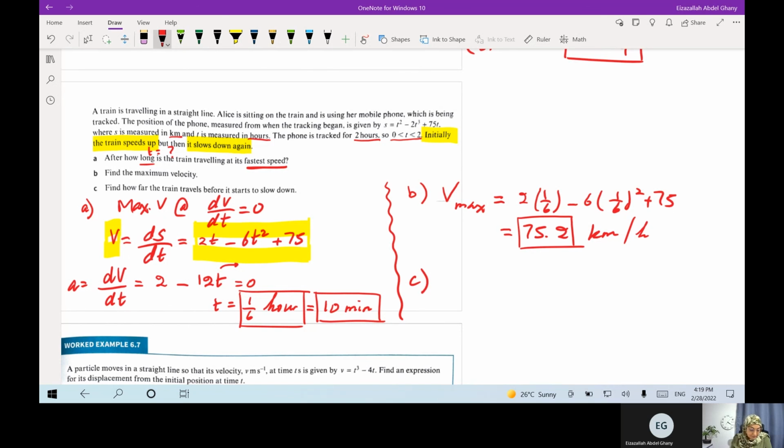Next part, C. Find how far the train travels before it starts to slow down. We have to know something. This sentence I highlighted in yellow: initially, the train speeds up and then slows down again. It means the maximum velocity occurs at 1 over 6. We have to explain this part. Maximum velocity occurs at the time which is 1 over 6 hours.